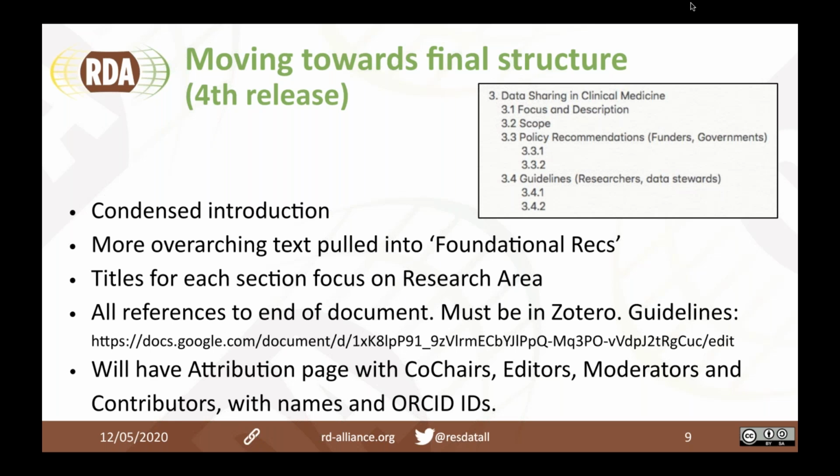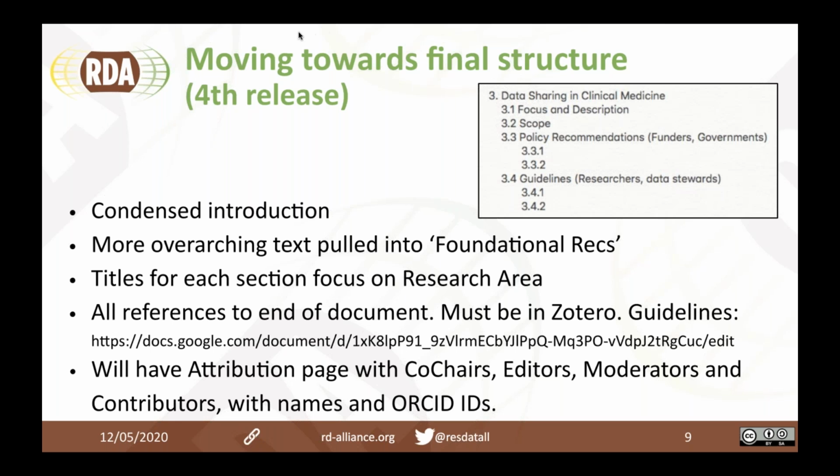It's very clear, and there are links within that document to other aspects of getting set up in Zotero if you haven't done that before. We'll also have an attribution page that will list co-chairs, editors, moderators, and also contributors. And we'll have a bit of a discussion about that with the co-chairs and moderators about how that is best put together. But we think at this point that a simple listing of names and ORCID IDs is best, and that keeps as close to the regular RDA processes as we normally follow.